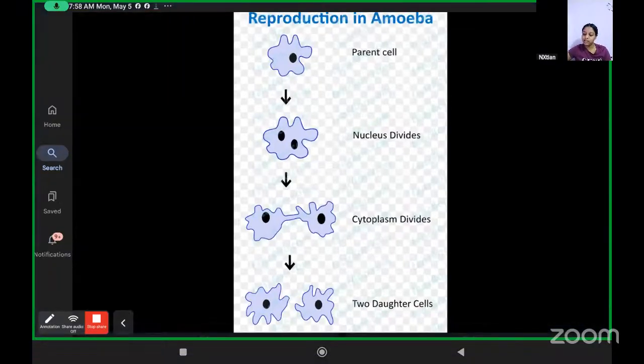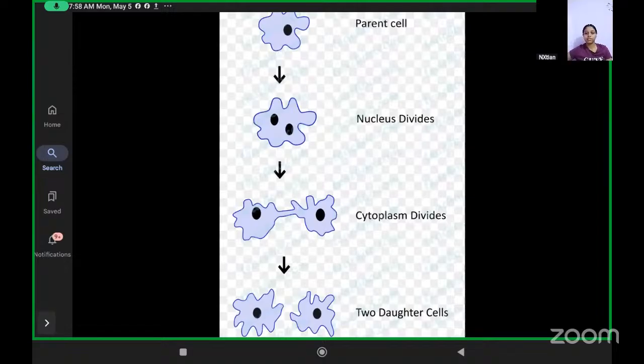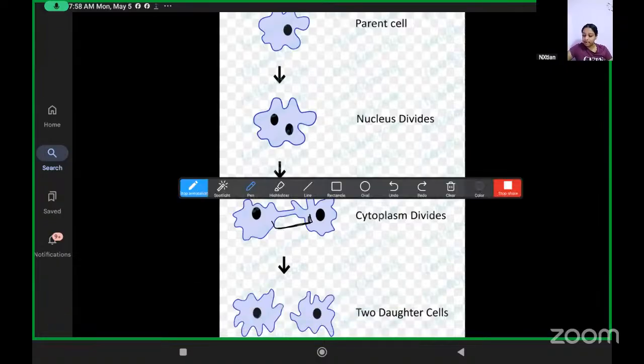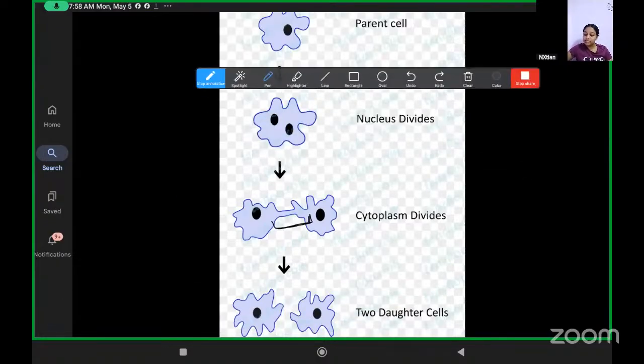Can you see in this diagram? They are not actually prolonged after the dividing of the cytoplasm. First, the nucleus divides into two. Then, from the center, it starts dividing itself. That is, the cytoplasm division takes place. And then, at the last, it completely splits to give us two daughter cells or two amoeba.